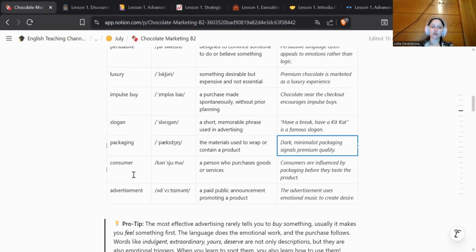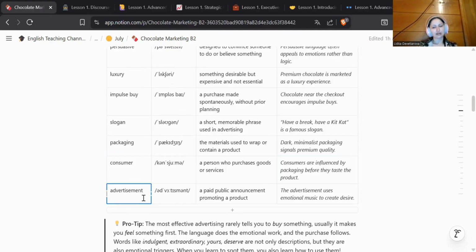Consumer. A consumer is a person who purchases and basically uses goods or services. So consumers are influenced by packaging before they taste the product, right? We all are consumers in some way or another.